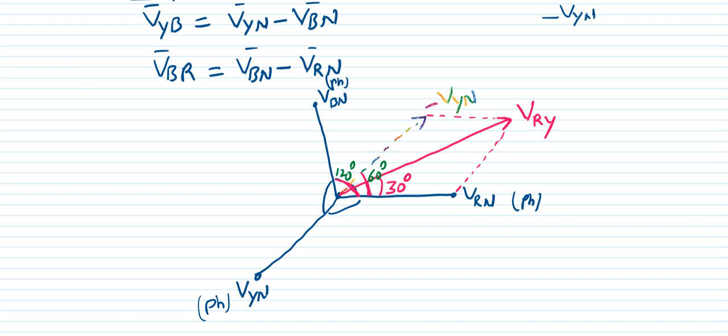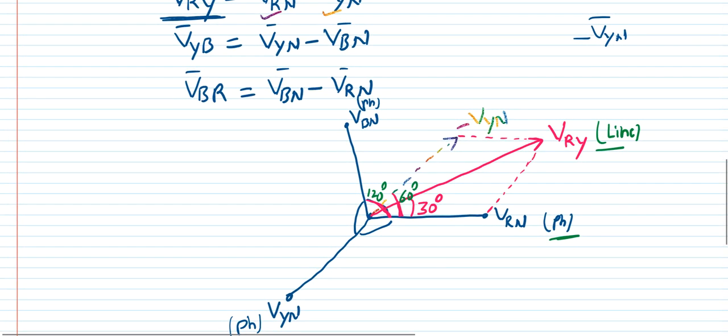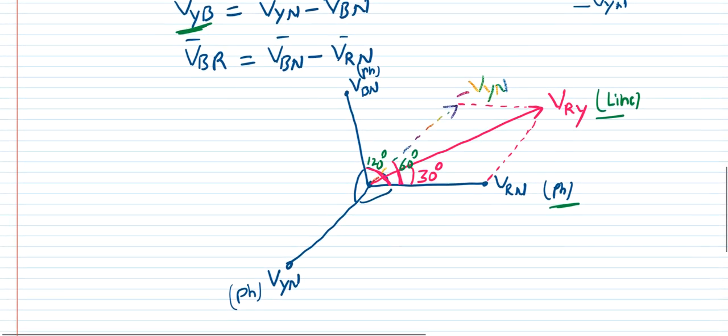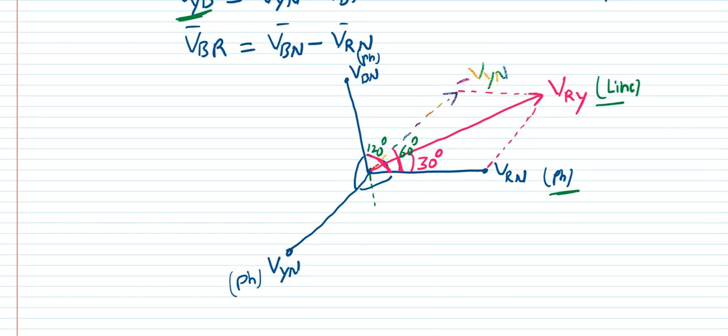What is this VRY? This is nothing but a line voltage, and this is nothing but your phase voltage. If you observe this one here, similarly you can draw for the remaining two lines also. What is VYB? You can draw this one also. So minus VBN is coming somewhere here. So my minus VBN vector is coming, and if you do this too, this is nothing but VYN.